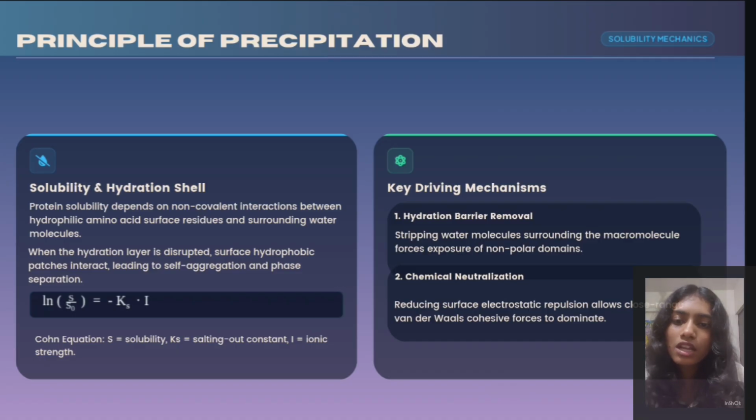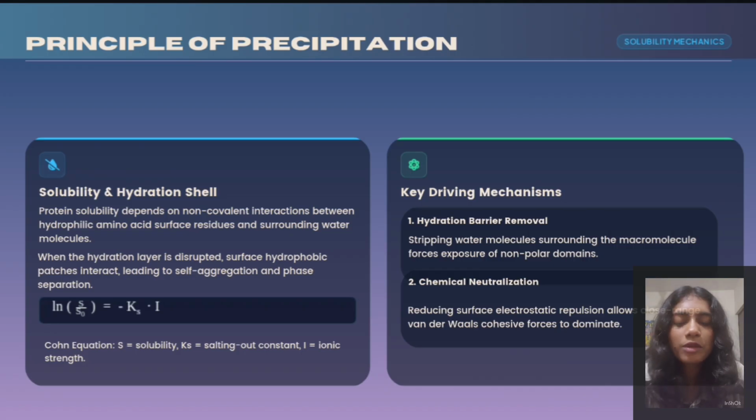The first one is hydration barrier removal. If we strip away the water shell, hidden non-polar patches on the protein surface get exposed. Second is chemical neutralization. When we eliminate electrostatic repulsion between molecules, short-range van der Waals forces, cohesive forces take over. The exposed hydrophobic patches stick together like Velcro, leading to a self-aggregation and phase separation. They fall right out of the solution.